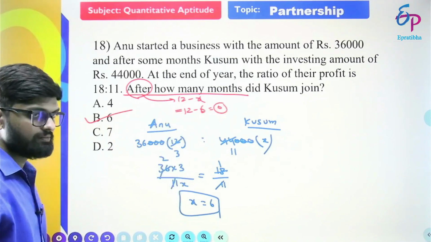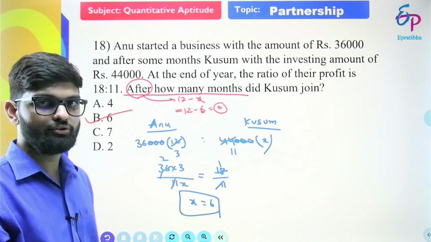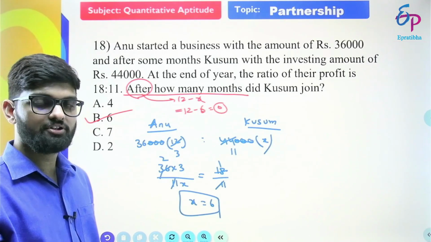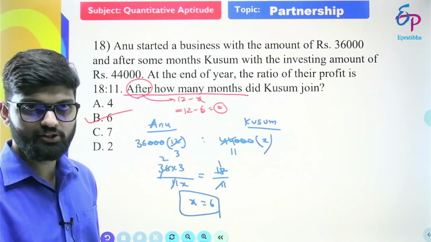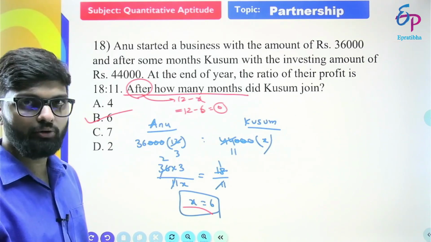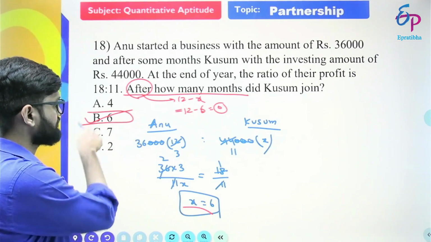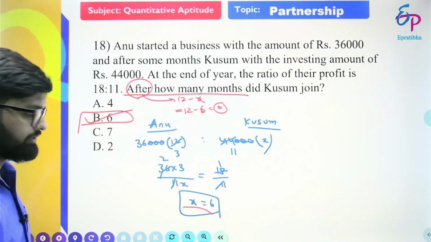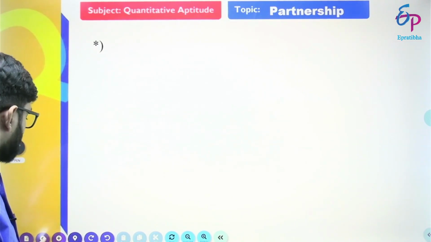So for 6 months means she is not there from January to June, from July to December she is there, but 6 months she is not there means 6 months she is there. Only for 6. It doesn't matter whether you are taking after how many months or for how many months. The answer remains 6 only. Okay. So x is equal to 6. So that is it, guys.